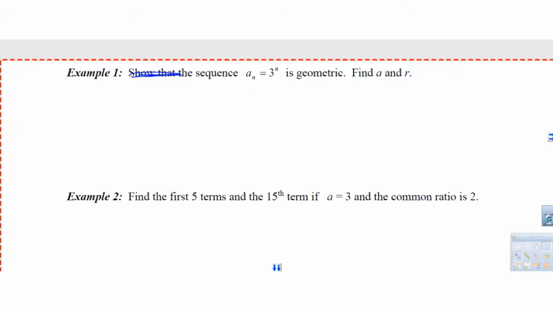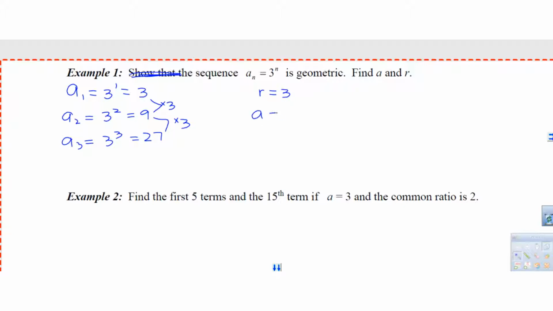In order to see what I'm multiplying by, I need to write a few terms out. A sub 1 is 3 times 1, which is 3. A sub 2 is 3 times 2, which is 9. A sub 3 is 3 times 3, which is 27. Now I'm going to look at what I'm multiplying by. What do I multiply by 3 to get 9? That would be a 3. Is 9 times 3 27? Yes. So I know my R is a 3.